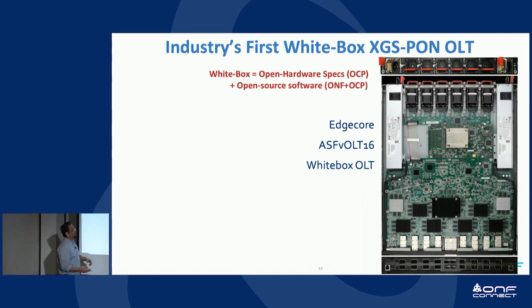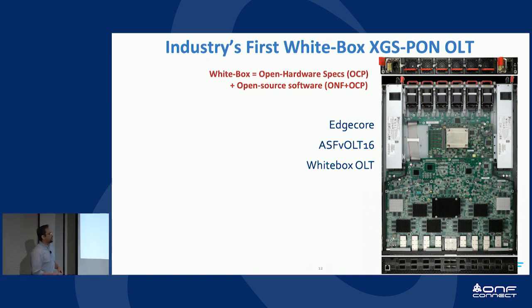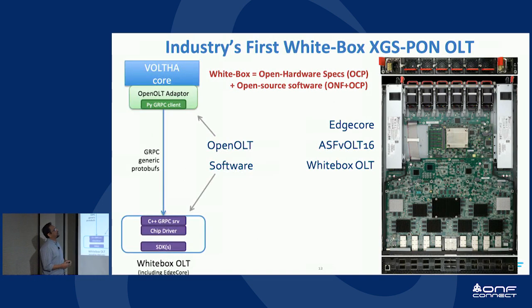This is one such white box OLT that we use from EdgeCore, called ASFVOLT16. And then the second part of white box is the open source software. We have VOLTHA, which is already open source, but we also have the southbound adapter in VOLTHA, called OpenOLT, that talks to more OpenOLT software that resides inside the box through gRPC to convey the messages from northbound all the way down to the OLT, that then talks to Broadcom software inside the box that actually manages this particular OLT.